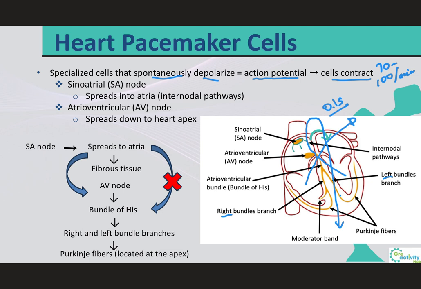Now, one thing that I want you to notice is that once the left bundle branch and the right bundle branch reach the apex, they become the Purkinje fibers, which will be located at the apex of the heart. And then this is what will send the signal for the muscle cells in this area to start to contract. In addition, we can see that there's a small branch that will travel through the moderator band and also contribute to the contraction of the ventricle.